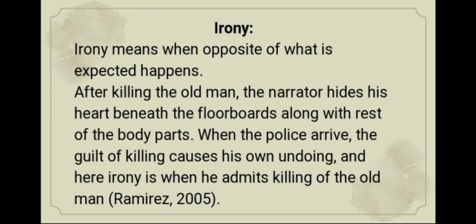Next we have irony. Irony means the opposite of what is expected to happen. So the story is irony itself because after killing the old man, the narrator hides his heart beneath the floorboards along with the rest of the body parts. When the police arrived, the guilt of killing causes his own undoing, and here the irony is when he admits killing the old man. This is irony simply because why would you kill and hide someone if you will admit it to the authorities? So the point of killing and hiding the corpse in the story is senseless.